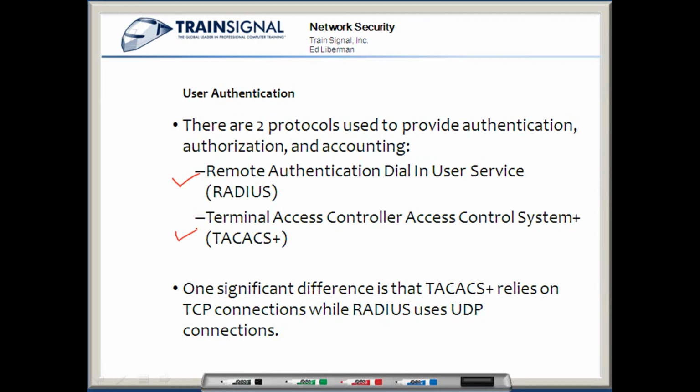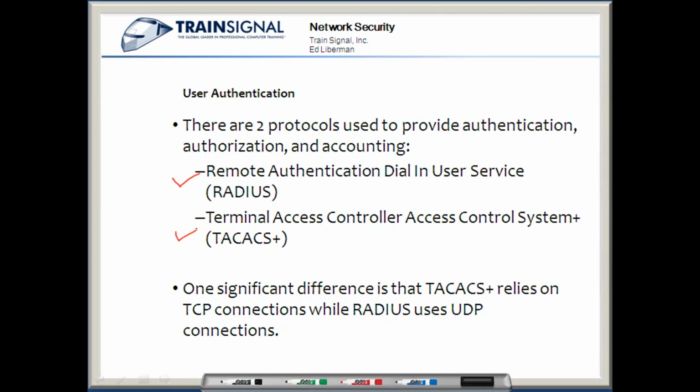But one significant difference between them is that TACACS relies on TCP connections, whereas Radius utilizes UDP connections, right? And we know that TCP, we learned this in a previous video, is a connection-oriented, reliable transport layer protocol, and UDP is a connectionless transport protocol. So that's one of the main differences between them.